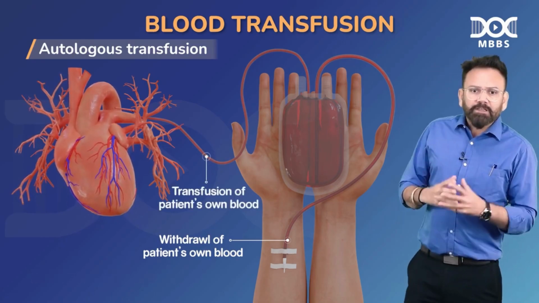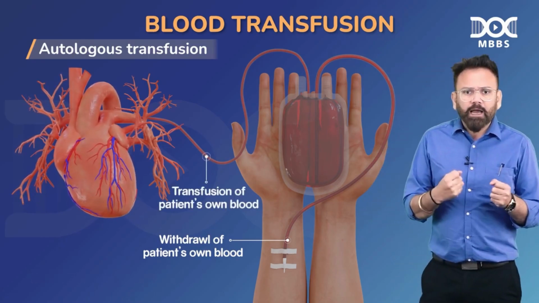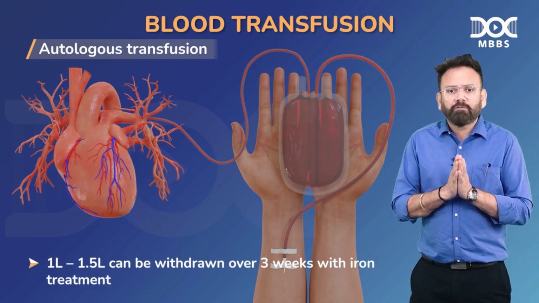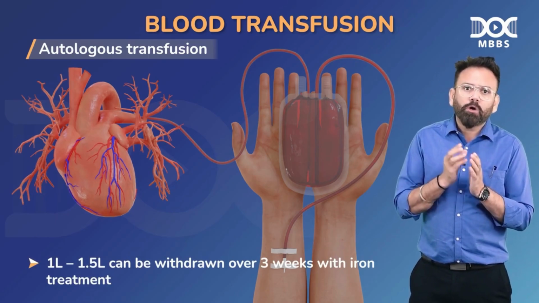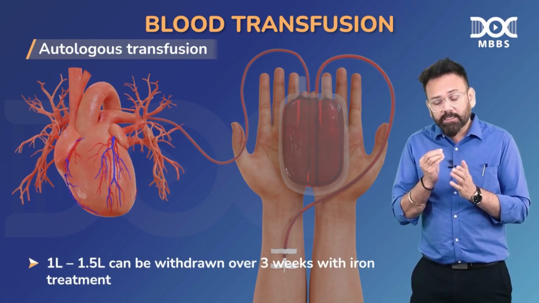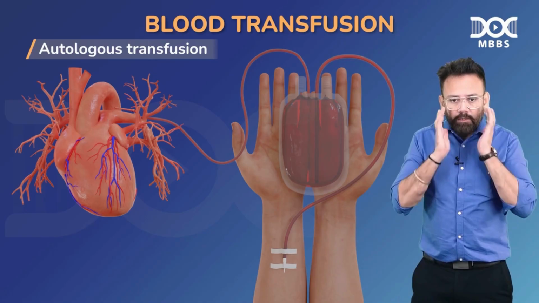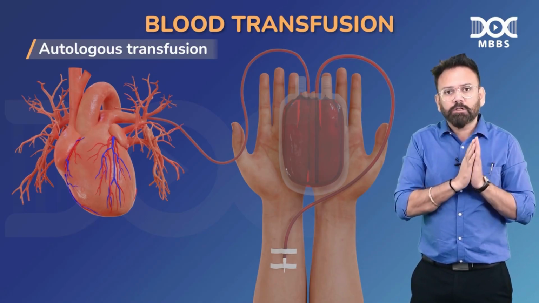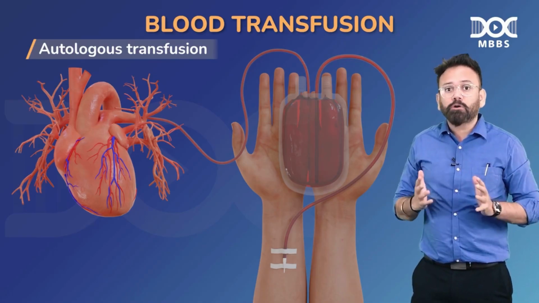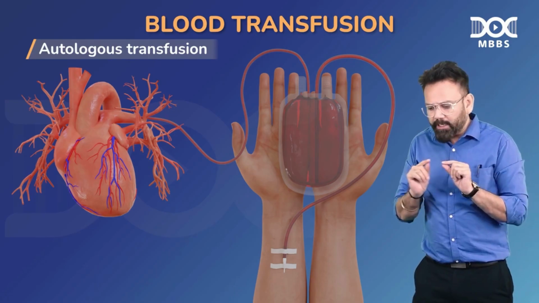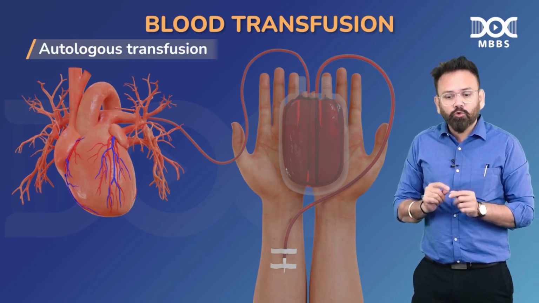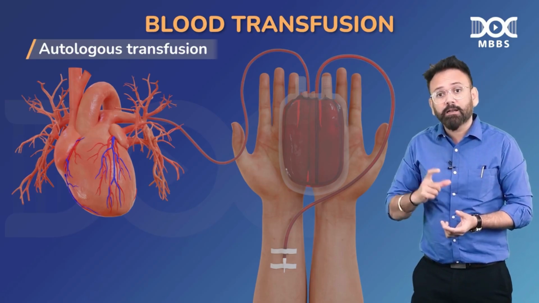Okay. And with the iron treatment, if you are giving the iron treatment, 1 liter to 1.5 liter can be withdrawn over a 3-week period. These are the clinically relevant points. See, I am telling again and again. Now we are not doing BSc in physiology. We are going to become doctors. So whenever you are studying any topic, try to remember, understand the clinically relevant point.